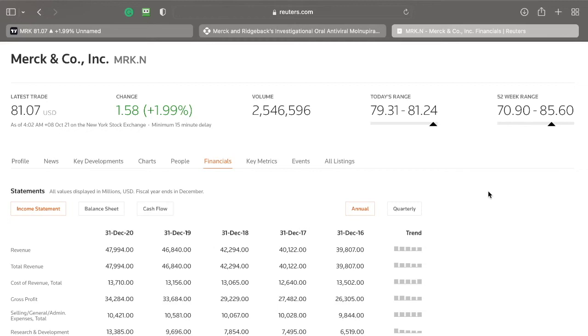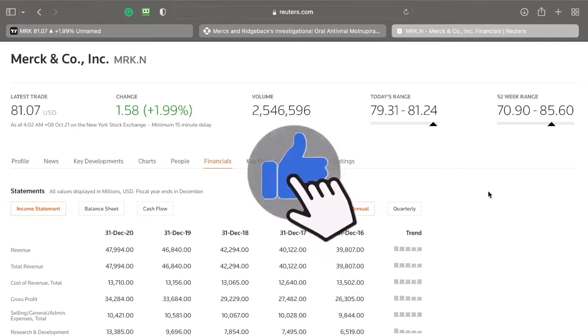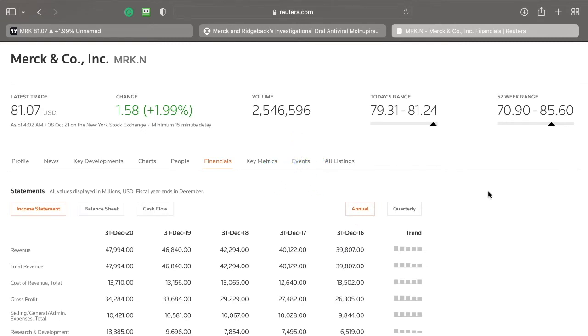Merck just released its COVID pills. Is Merck stock a buy? Hey, it's Linus here. In this video, I'll be sharing with you my Merck stock analysis. So we'll be first taking a look at some of the fundamentals for Merck, and then I'll share with you my technical analysis of Merck stock.